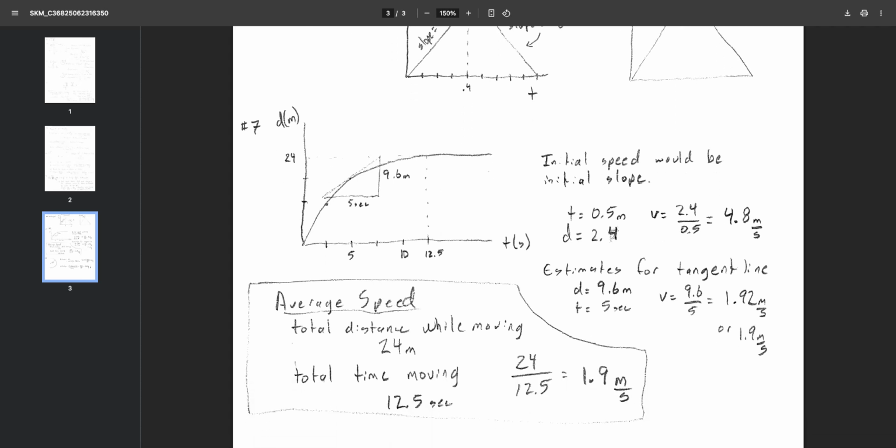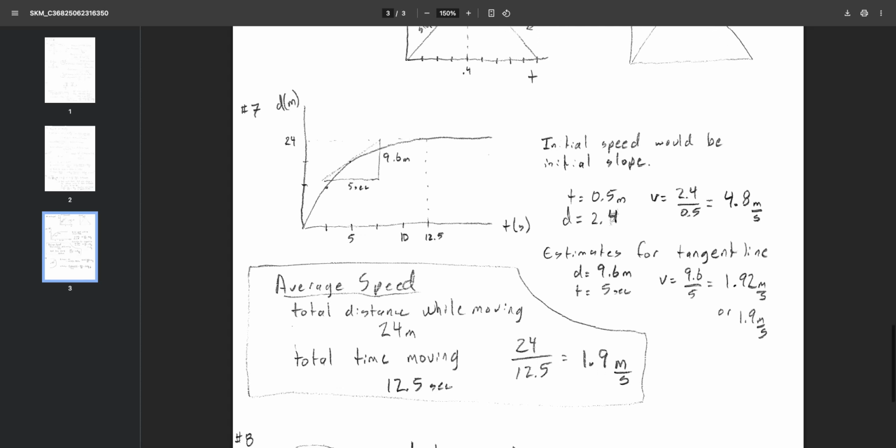And then finally, the puck stops after 12.5 seconds. Calculate the average speed of the puck during the motion. So at 12.5 seconds, they say it stopped. The total distance it traveled was 24 meters. So the total time moving was 12.5, distance was 24. So our average speed was essentially 1.9 meters per second.